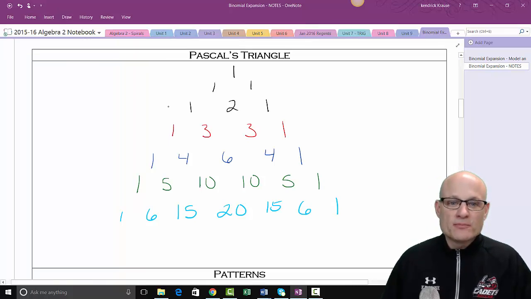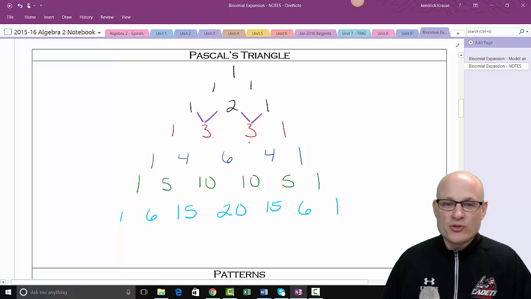Well, let me grab purple. I'm getting it by taking these two and adding them up. Taking these two and adding them up. Any two on the previous row, this one and this one add up to 10. This one and this one add up to 10. This one and this one add up to 5. Now, these two add up to 6. These two add up to 15. These two add up to 20. These two add up to 15, and so on.